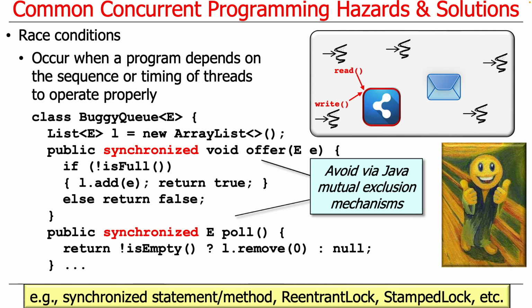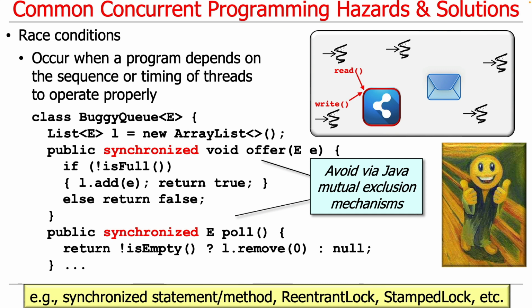And that allows the underlying virtual machine to use something called an intrinsic lock, which makes sure only one thread at a time will have access to offer and or poll on the same instance of Buggy Queue. And there's other things you could do. You could use a reentrant lock, you could use the stamped lock, and so on. But those are ways that you can fix this problem.